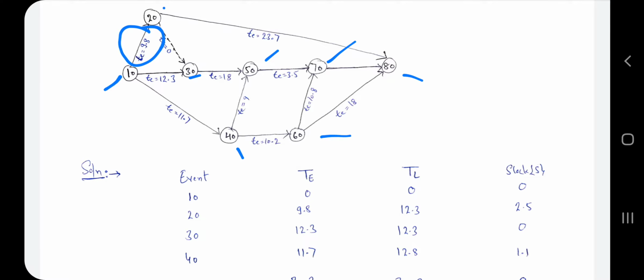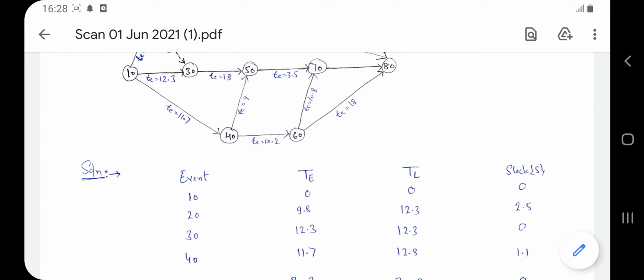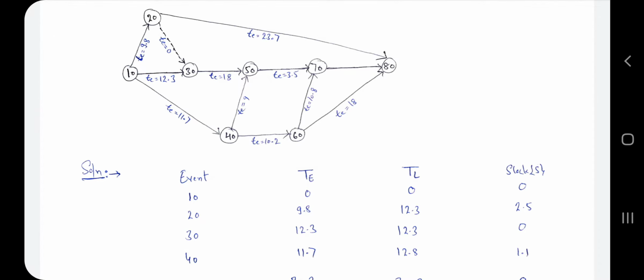We already know that for finding TE, we have to add the expected time to the TE of the previous event to get the TE of the next event. At event 10, no arrow comes into the event. This is the starting point. That's why here we say TE is equal to 0. So here TE is equal to 0.